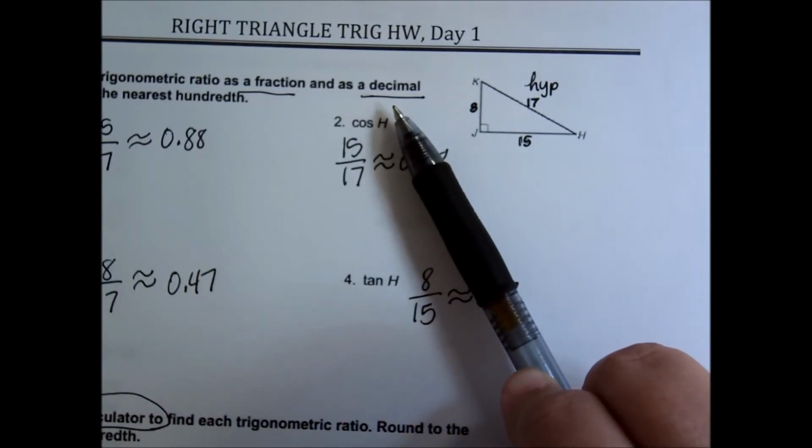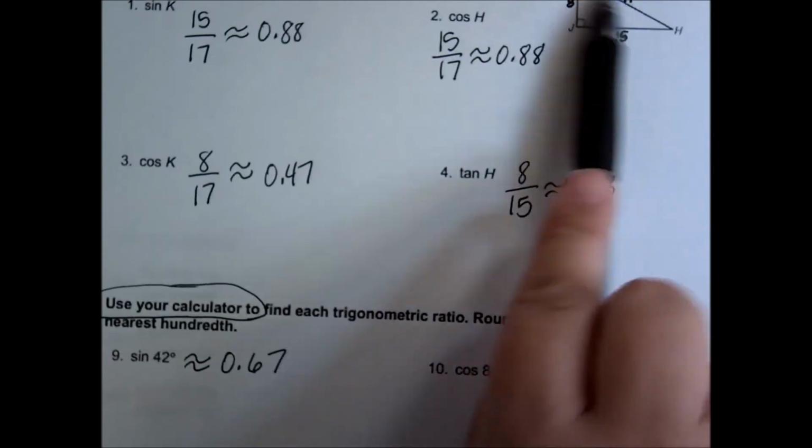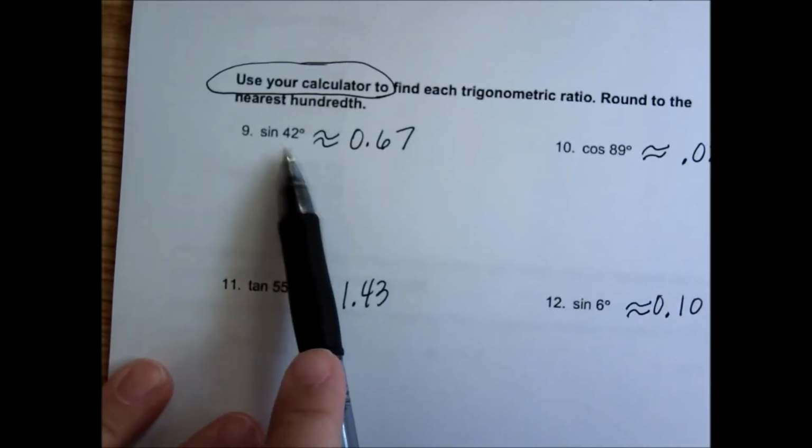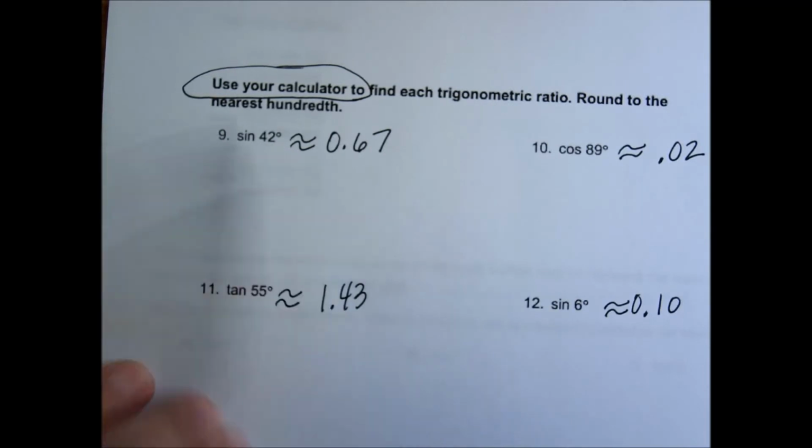But I don't punch the sine button, the tangent button, or the cosine button. Down here, use my calculator, and I know the angles. Notice we didn't know any angles up here. If you have angles, which means degrees, that's when you use your calculator. All right, next.